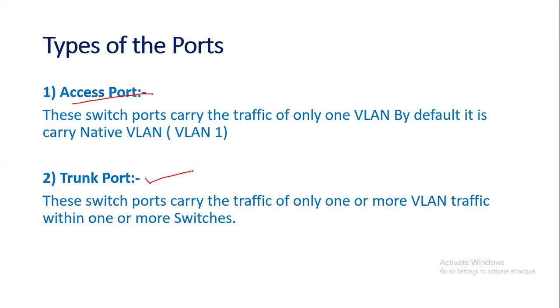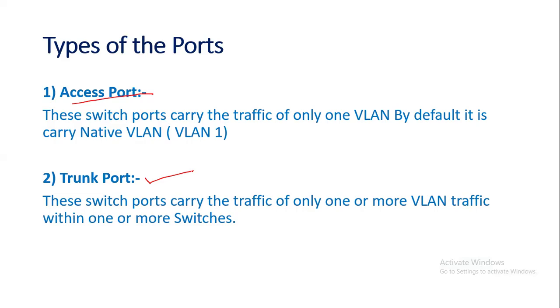If you talk about a trunk, you get one or more VLANs' traffic, and it doesn't matter whether the traffic is on one switch, two switches or multiple switches. That is where the VLAN trunking protocol or trunk port helps. So it carries the traffic for one to many VLANs from one switch to another switch. That comes under the trunk protocol.